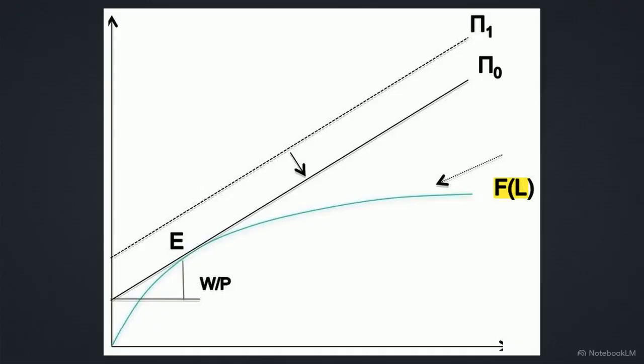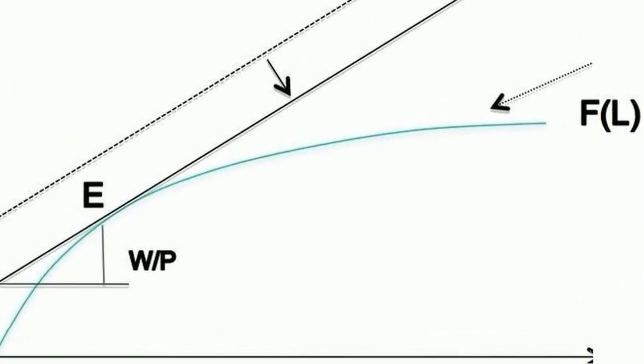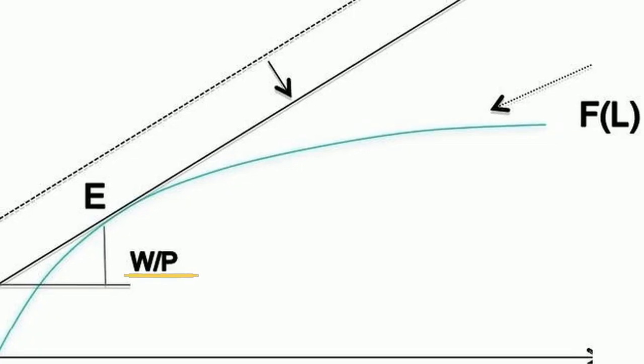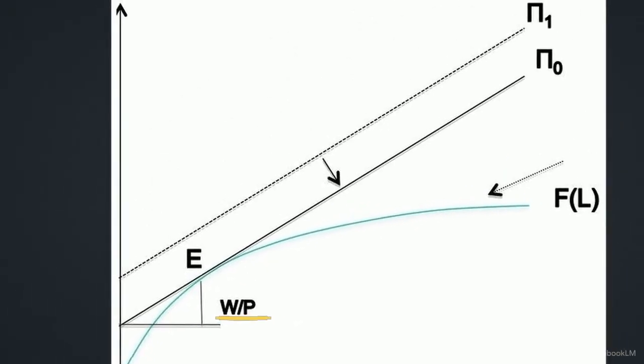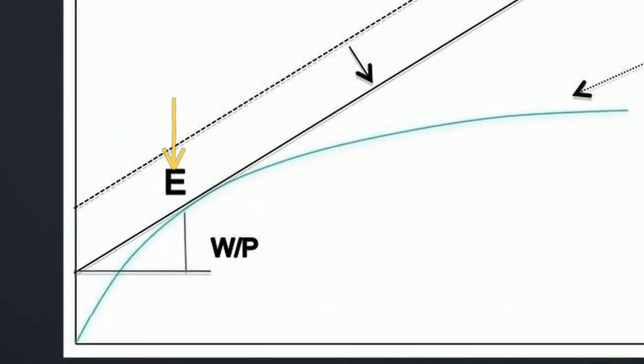This chart plots that physical reality. The green line represents the production function. Because the firm has a fixed amount of capital, adding more workers eventually creates a bottleneck. The law of diminishing returns forces the production curve to flatten out. The real wage is represented by the slope of these straight black profit lines. Maximum profit occurs exactly at point E, where the profit line lies perfectly tangent to the curved production function.